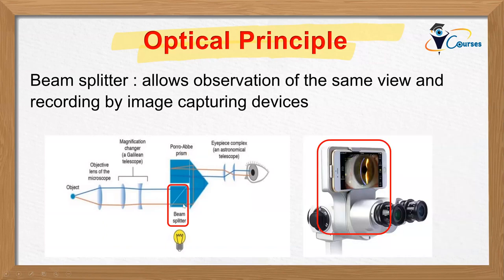After this, you can find a beam splitter, and this beam splitter allows the observation of the same view and the recording of the image by an image capturing device. For example, we can use the beam splitter by placing a mobile phone, an image recorder, or a camera, or by connecting to a screen. This can be done by this beam splitter, which is also present on the surgical microscope.